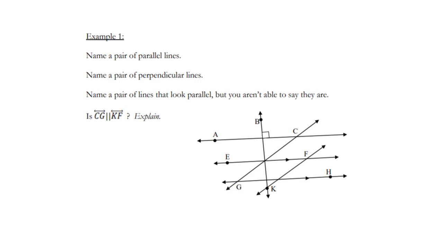Okay, so name a pair of parallel lines. You guys, the only parallel lines in this diagram are the ones that are labeled with this tick mark right here and right here. So the only ones you know are parallel are EF and line GH. So EF and GH. And I showed that they are parallel with my parallel symbol. If you didn't put arrows over your lines, make sure you do that.